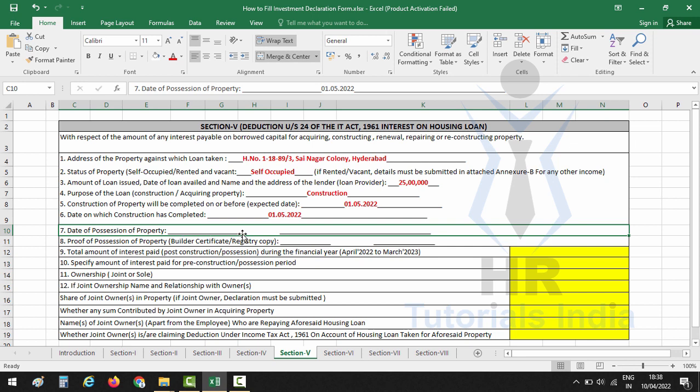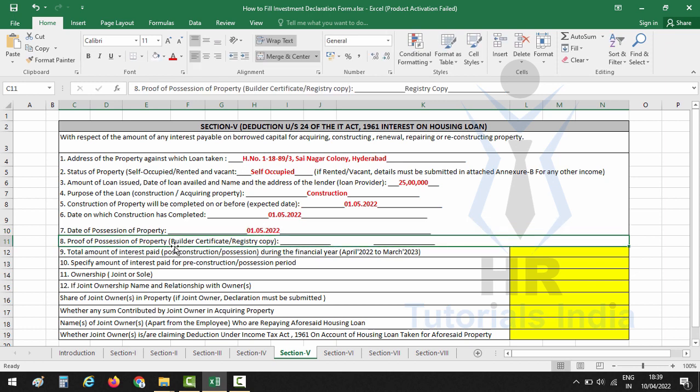Date of possession of the property, which means from which date the property will be possessed. It is the same date, that is 1st of May 2022. Proof of possession of the property, builder certificate or registration copy.